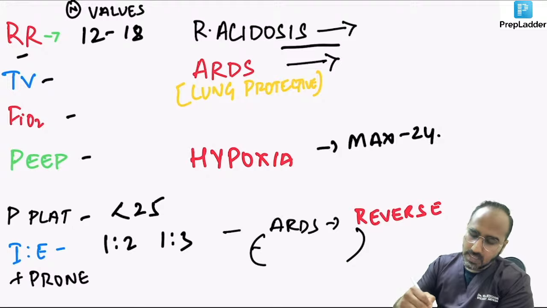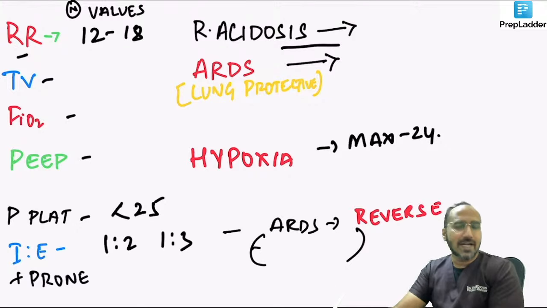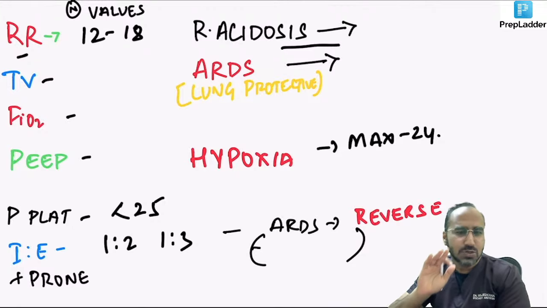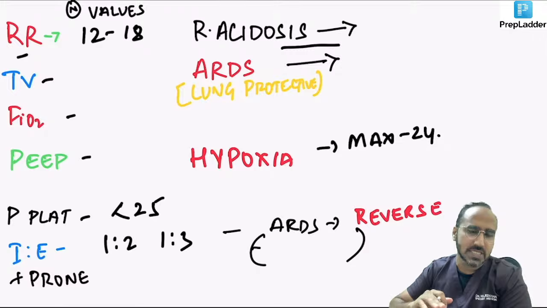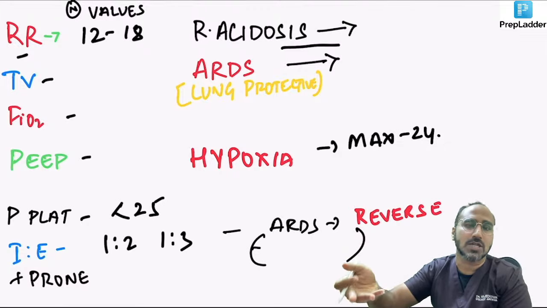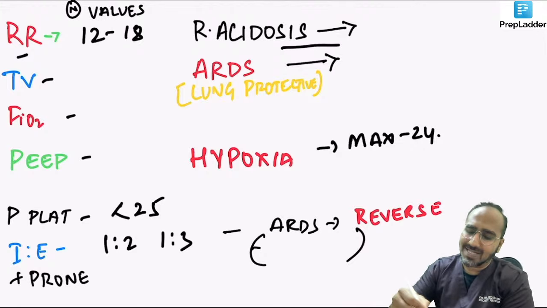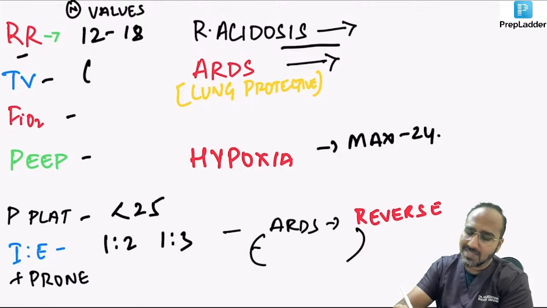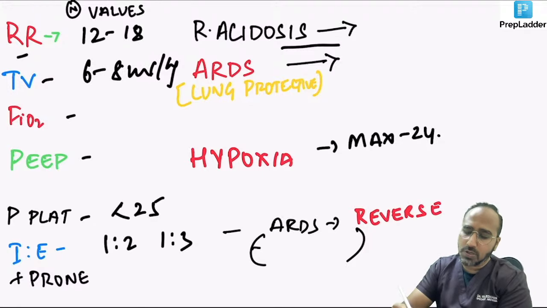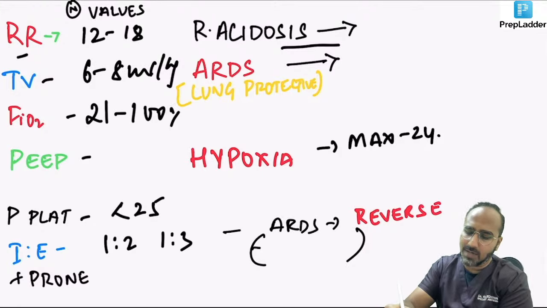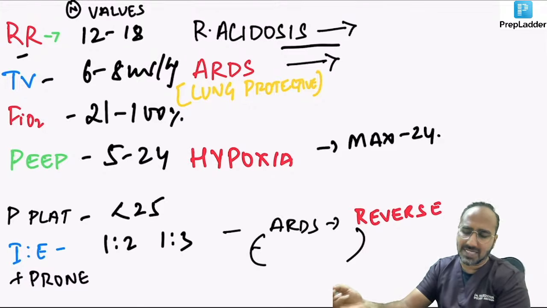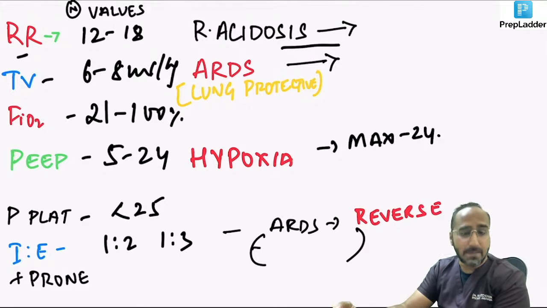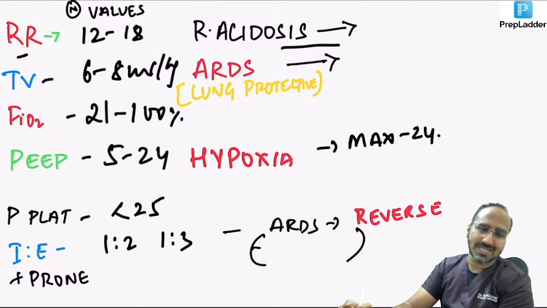Next, guys, on the mechanical ventilator, there are some values that we need to remember, and there are some conditions. Depending on the conditions, you can vary the values. Normal respiratory rate you set as 12 to 18. Tidal volume, normally you set as 6 to 8 ml per kg body weight. FiO2 normally you set 21 to 100% depending upon the patient's condition. PEEP you set as 5 to 24, maximum of 24. Plateau pressures should be less than 25.